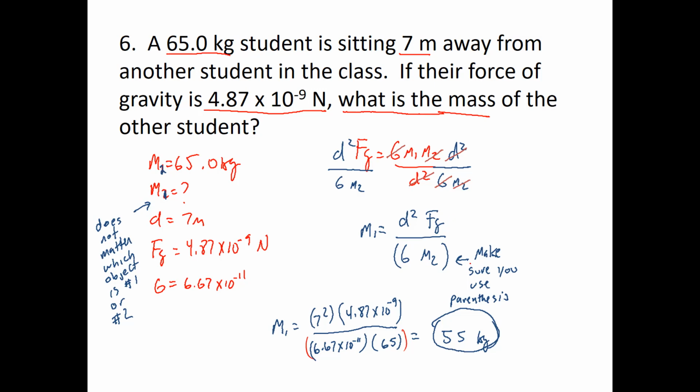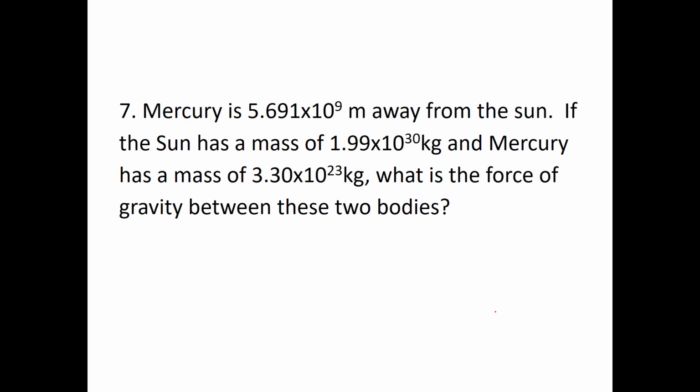Once again, I did this problem last year, or 3 years ago actually. So let's keep on going. Okay, Mercury is 5.691 times 10 to the 9th meters away from the Sun. If the Sun has a mass of 1.99 times 10 to the 30 kilograms, and Mercury has a mass of 3.30 times 10 to the 23 kilograms, what's the force of gravity between these bodies?